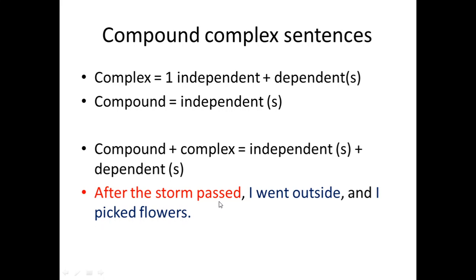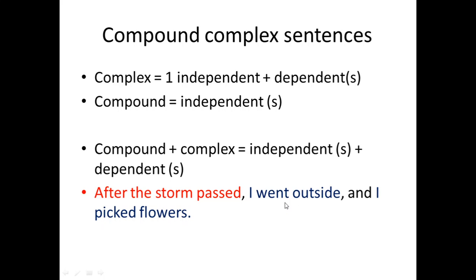Look at that example. After the storm passed, I went outside and I picked flowers. So of course by now you will know. After the storm passed, this is your what? Excellent. This is your dependent clause, right? It is incomplete. After the storm passed, then what? Right? We don't know. I went outside. This is by itself. I went outside. This is an independent clause, right?